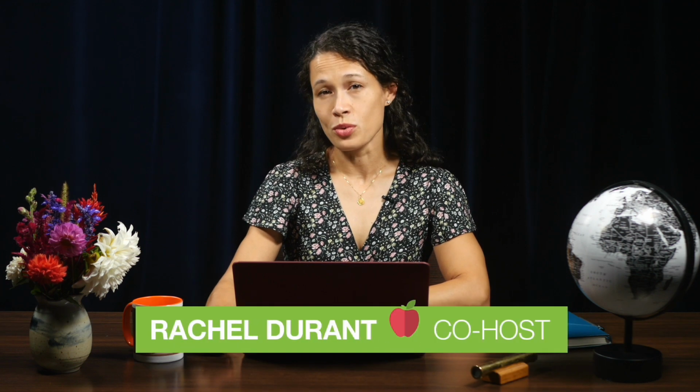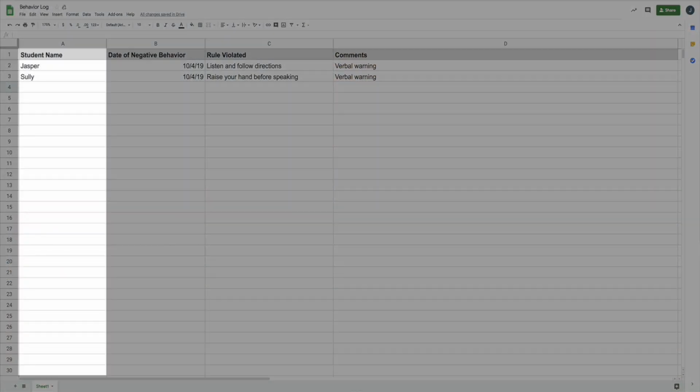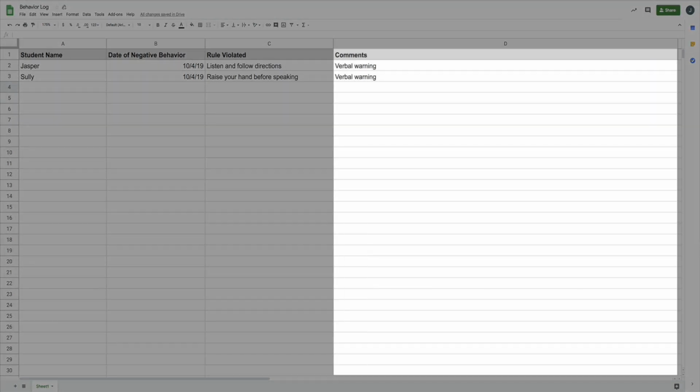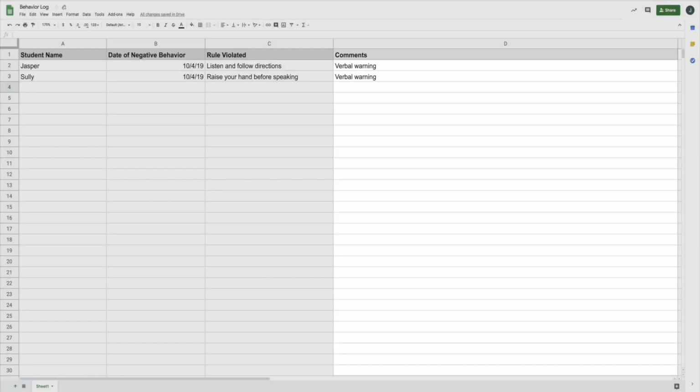Now that you have created rules and consequences for your class, it's time to put them into action. A behavior log is a tool to help you record, describe, and follow up with negative student behaviors so you can easily communicate the behaviors and consequences to administrators and parents. Your behavior log can be on paper or digital. It should have 4 columns: student name, date of negative behavior, rule violated, and comments. The comments column is where you discuss the consequence you enforced and any further action by the student.